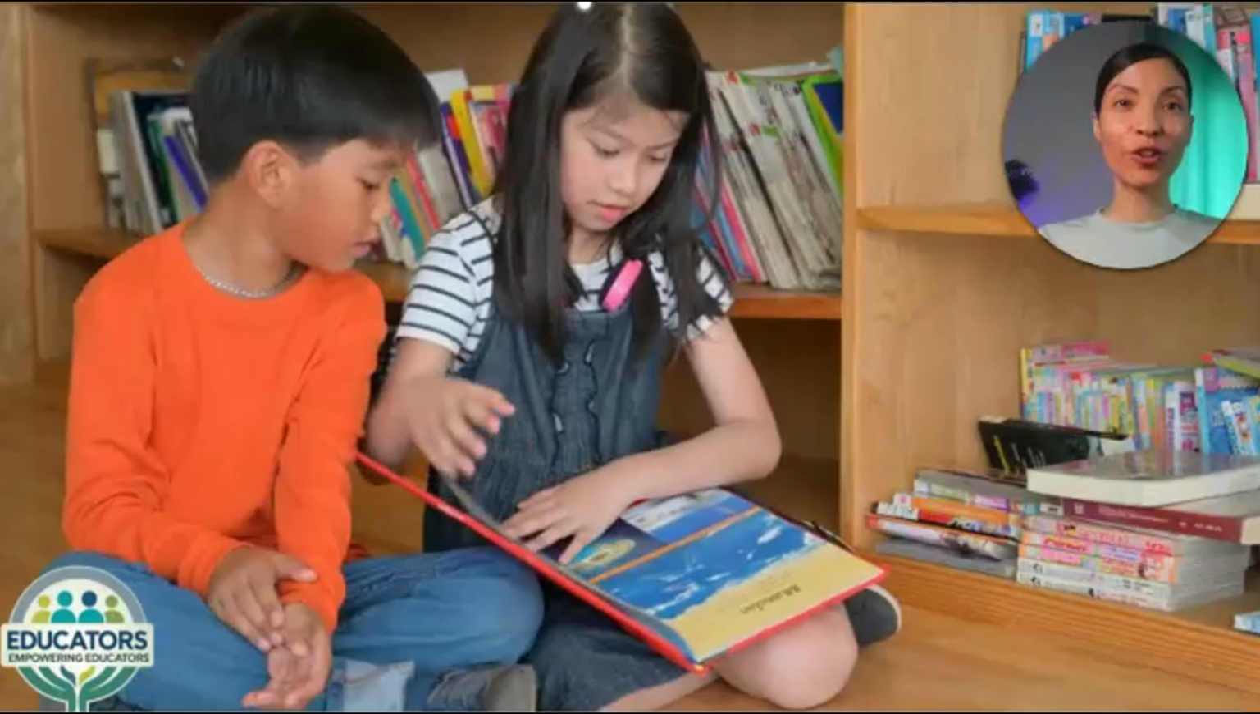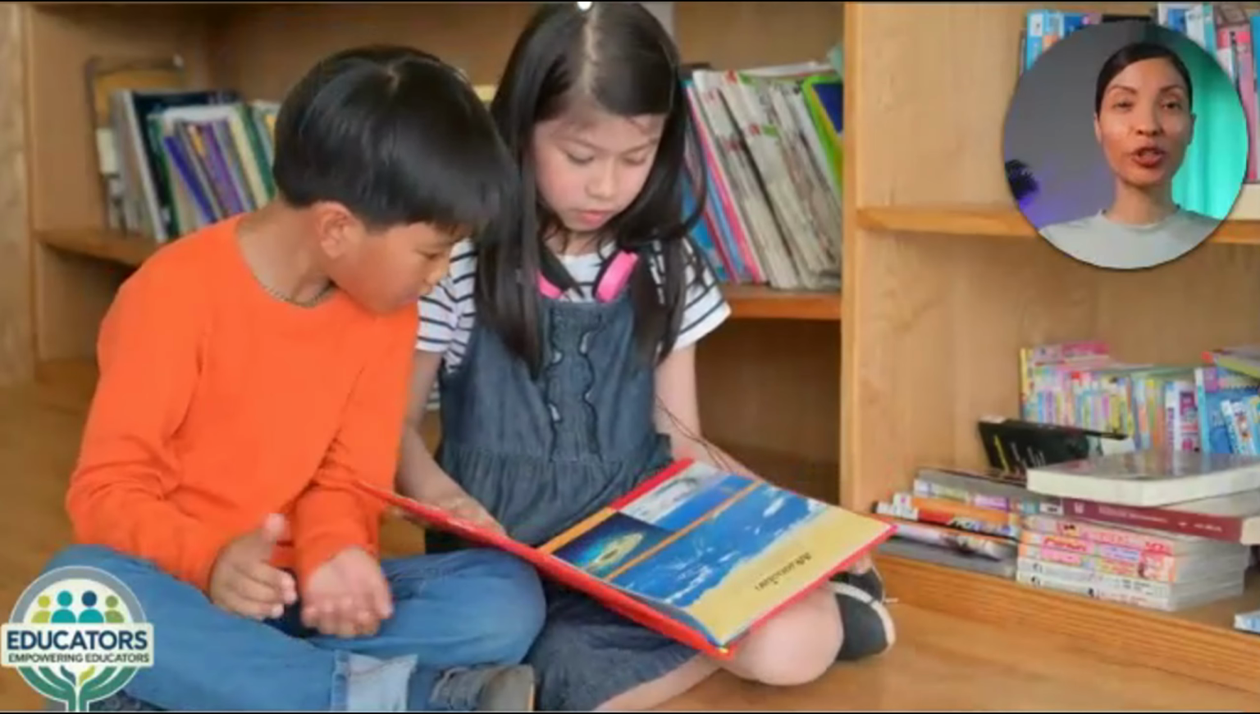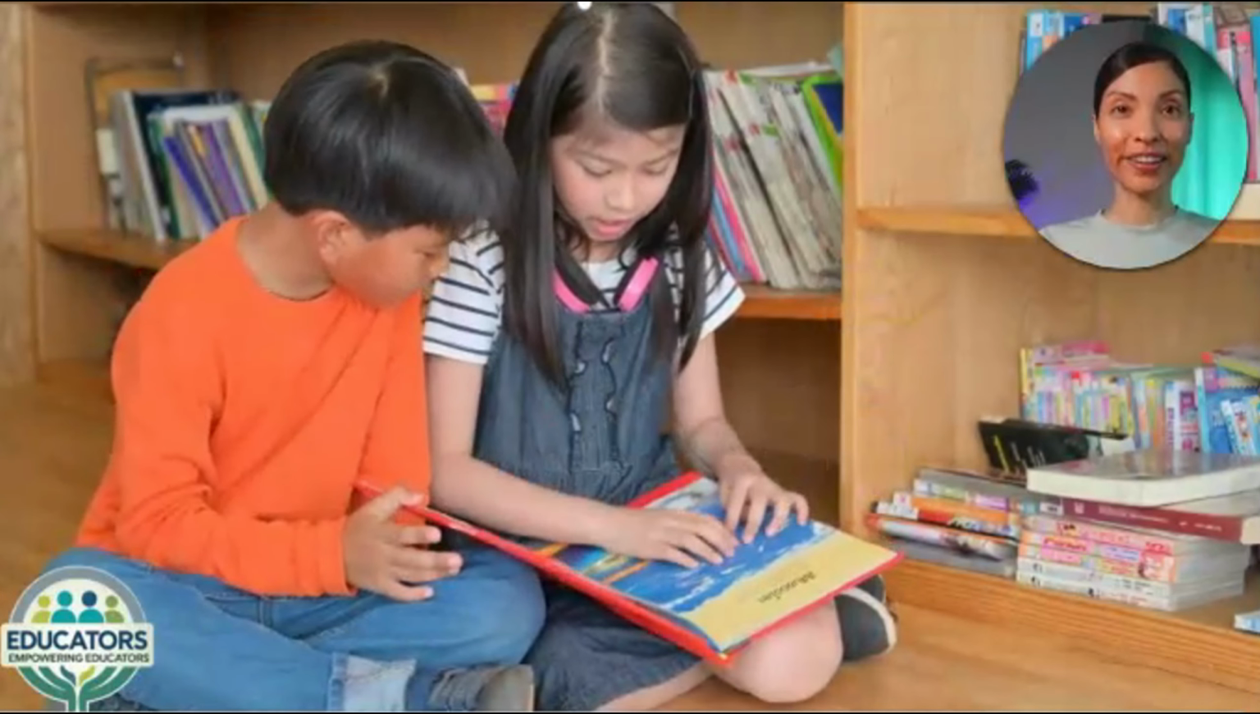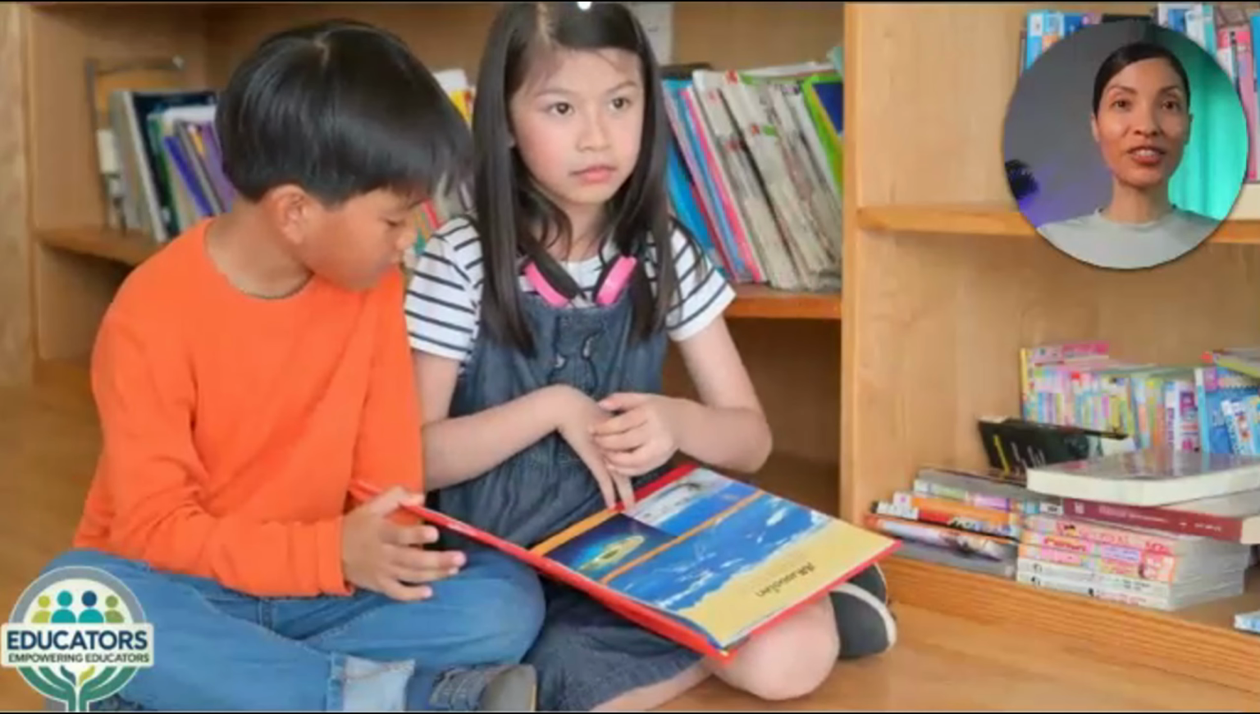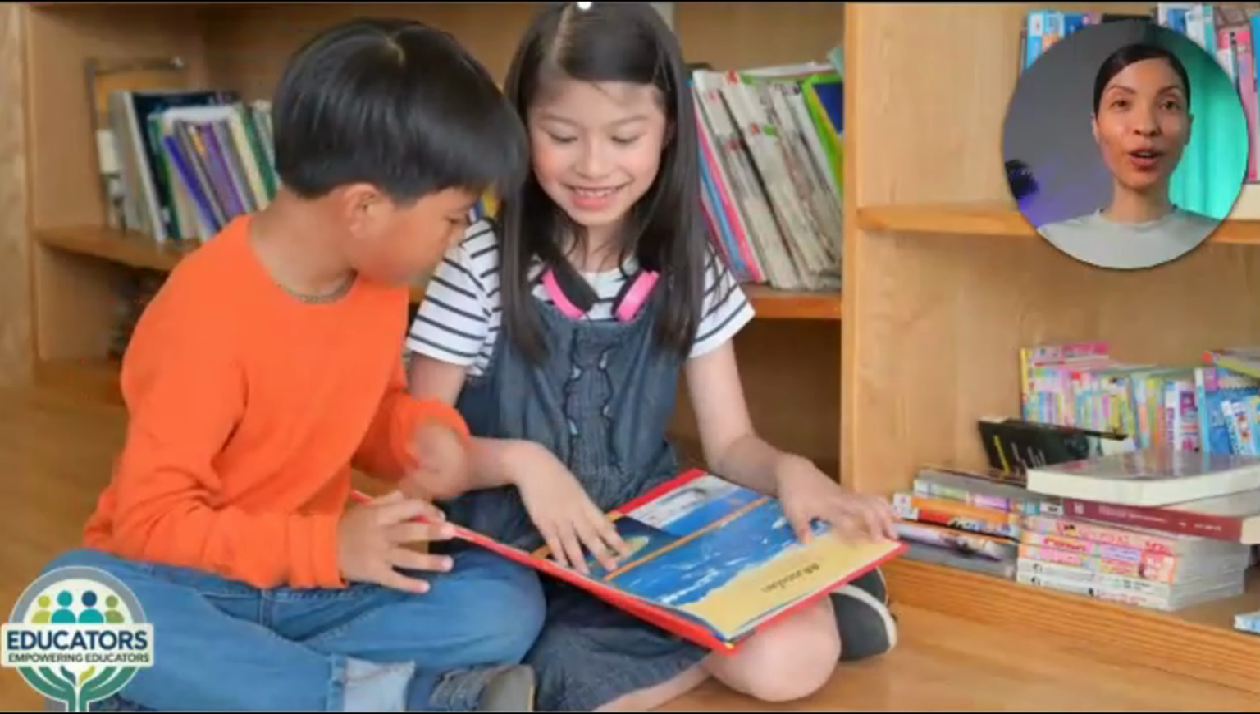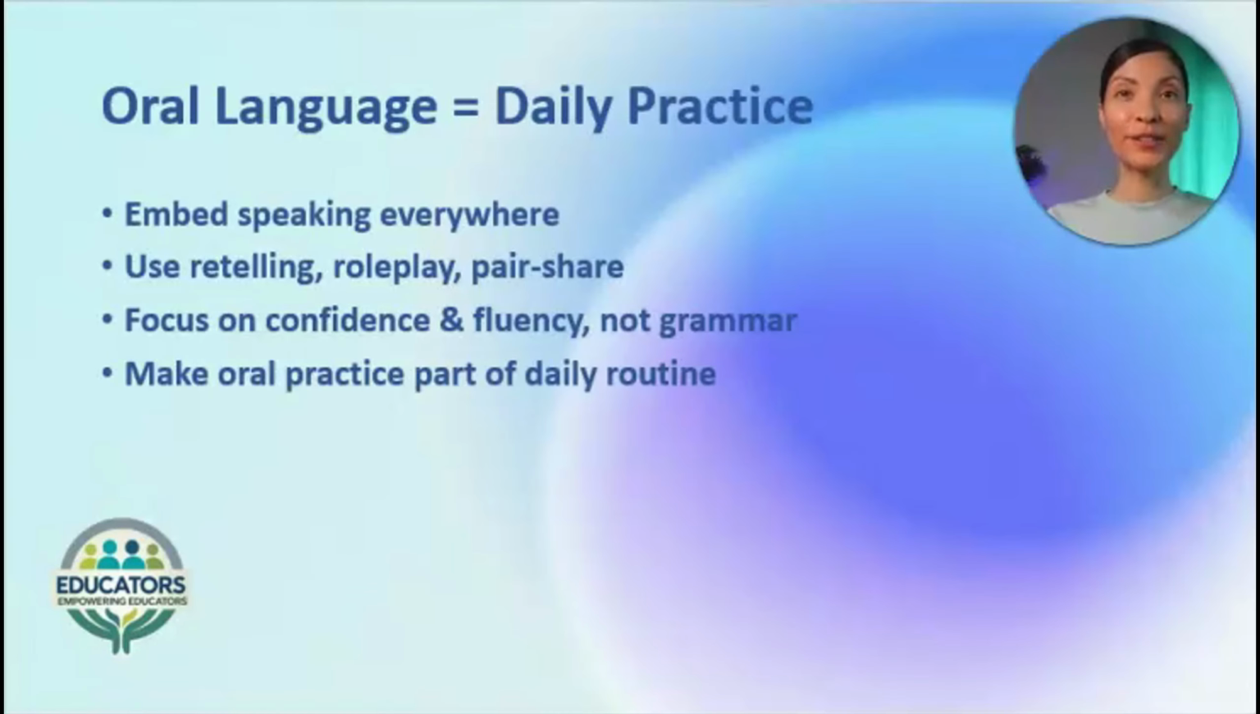The second way to cultivate a language-rich classroom is to embed oral opportunities everywhere. We can't treat speaking as a bonus activity. It needs to be part of our daily learning. That means using strategies like retelling stations, role play, or partner share moments. The goal isn't perfect grammar. It's confidence, fluency, and the courage to use new words in real context.